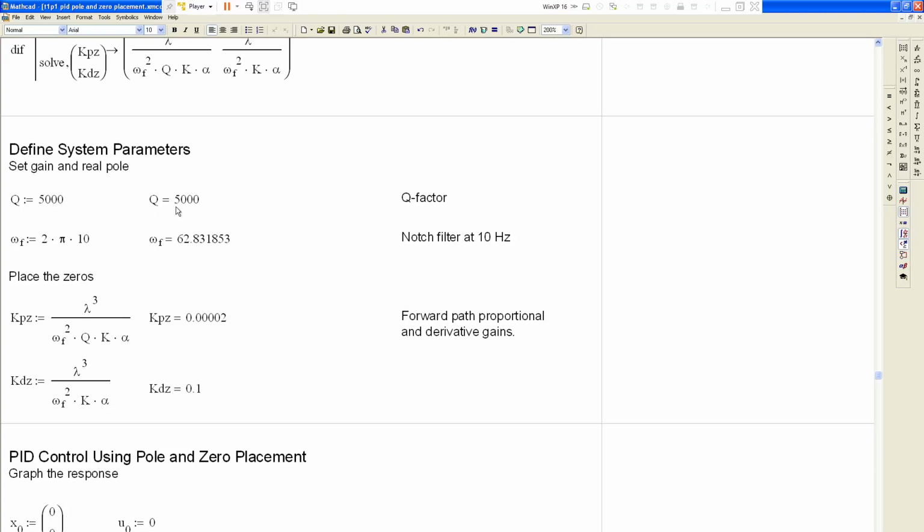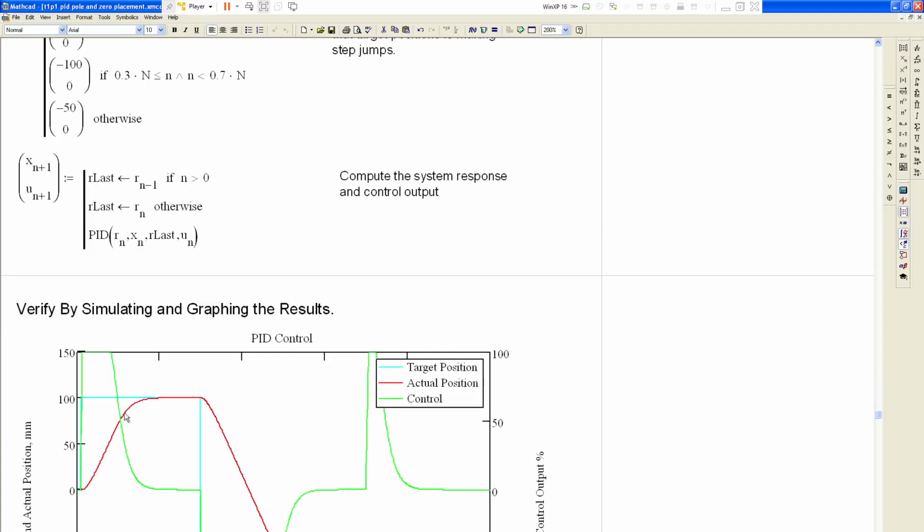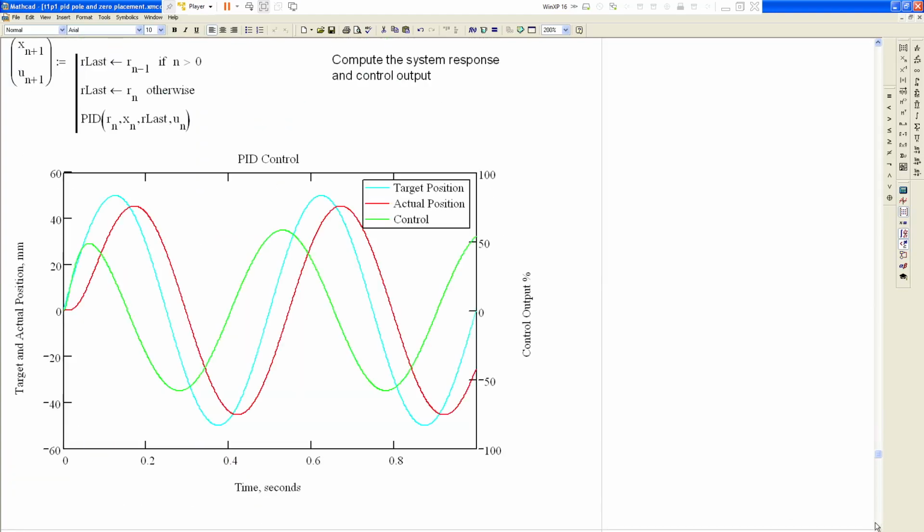Normally, the higher the Q factor, the narrower the filter is going to be, and I want this filter to be at 10 hertz. So I got a notch filter at 10 hertz, and so I've initialized, or I set the forward path proportional gain and derivative gains to their formulas and do the calculations and do the simulations, and you can see that it doesn't change the step response at all, and it doesn't really look like it's changing.